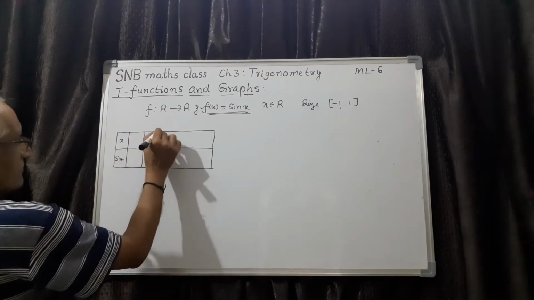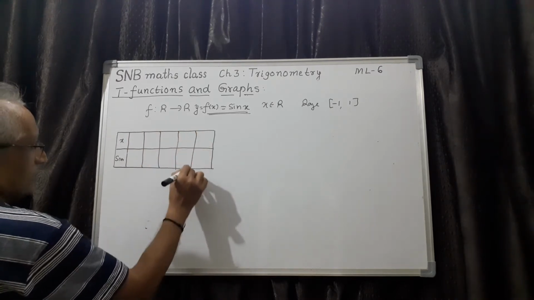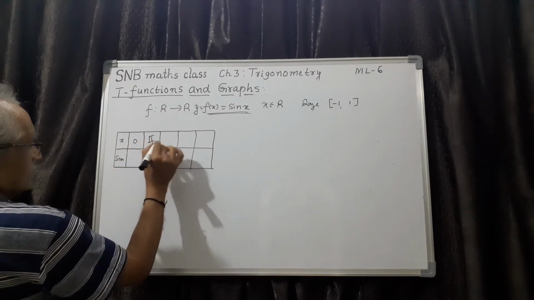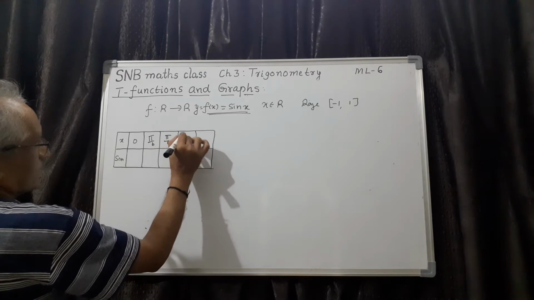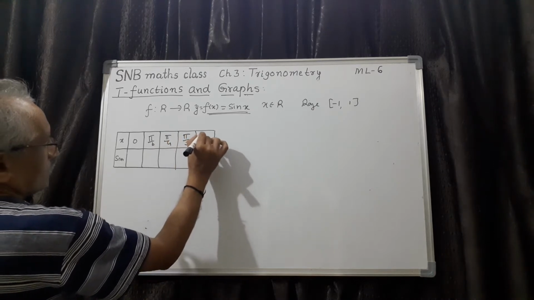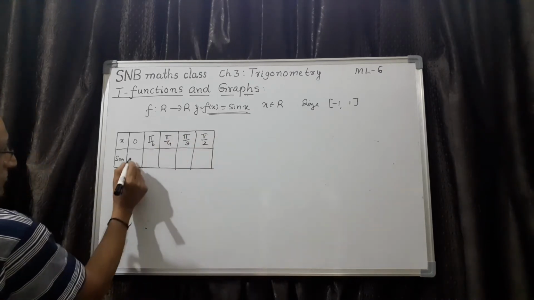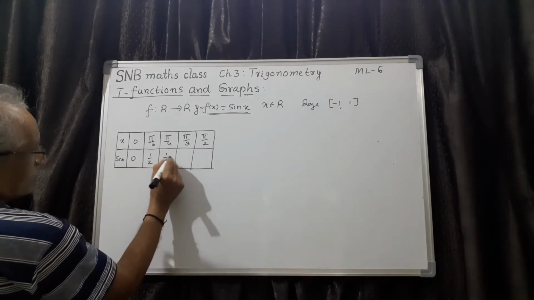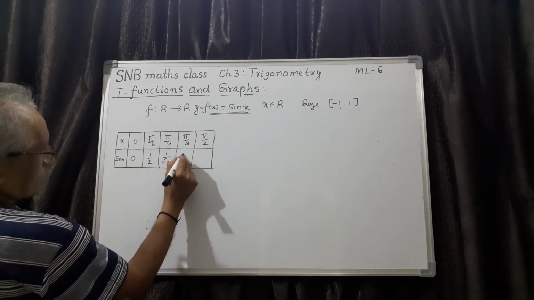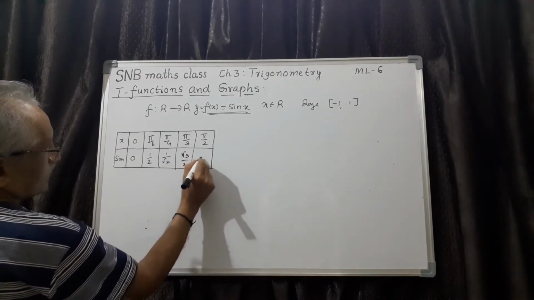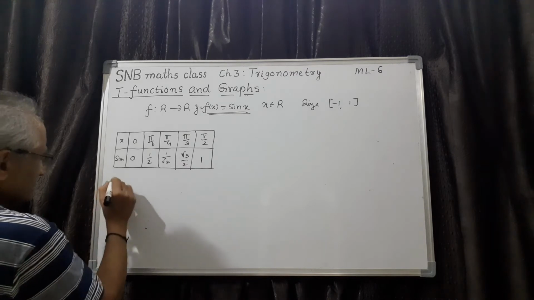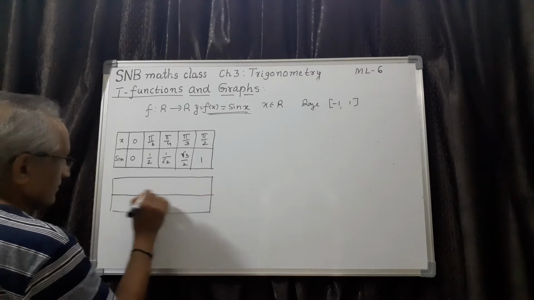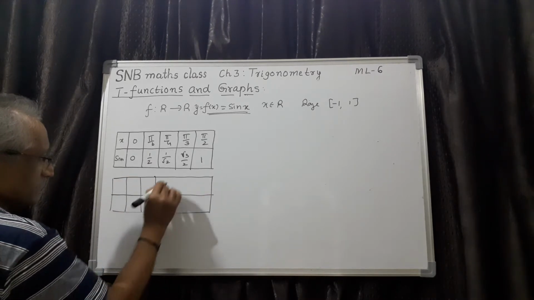I will take positive values first: 0 radian, then pi by 6, then pi by 4, then pi by 3, standard angles only, pi by 2. So you know that this is 0, this is 1 by 2, this is 1 by root 2, this is root 3 by 2, this is 1. And the same thing I can also take for negative values, so that I can identify the shape of the graph.